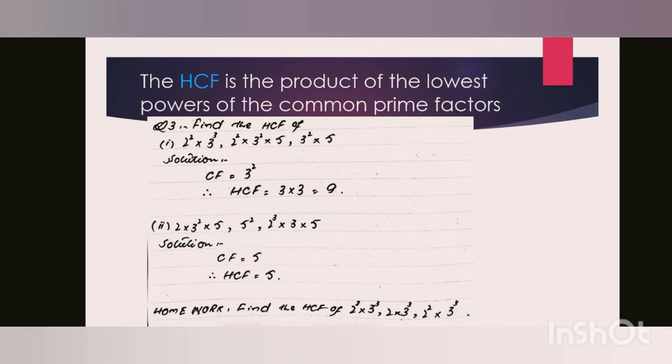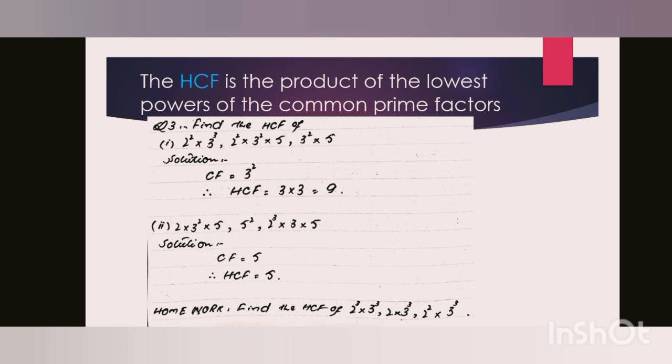Now moving towards question number 3. But first see the definition which is written over here. The HCF is the product of the lowest powers of the common prime factors, right? Now see the part 1. 2 raised to the power 2 multiplied by 3 cube, comma 2 squared multiplied by 3 squared multiplied by 5, comma 3 squared multiplied by 5. These are the prime factors of 3 numbers, right?